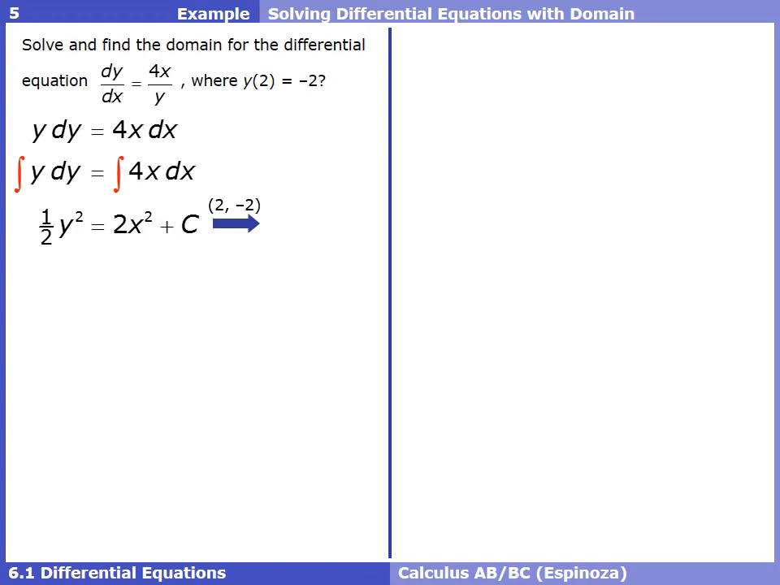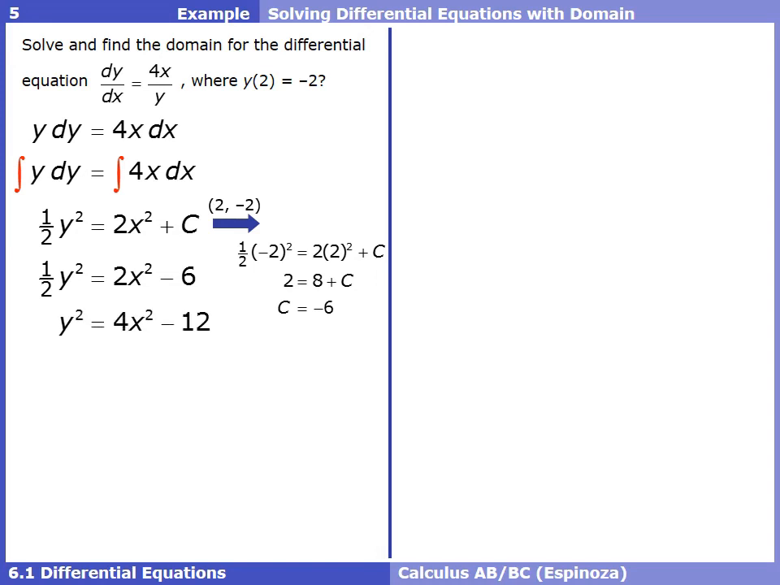Plug in your initial condition of (2, -2) and find that value of c. It turns out the value of c in this case is -6. Now I think we can go ahead and go through the algebra here of solving for y. We need to multiply 2 to the other side, so we have 4x squared minus 12, and we're going to go ahead and take the square root of both sides, but keep in mind, anytime we take that square root, we need to put that plus minus in front of the square root.